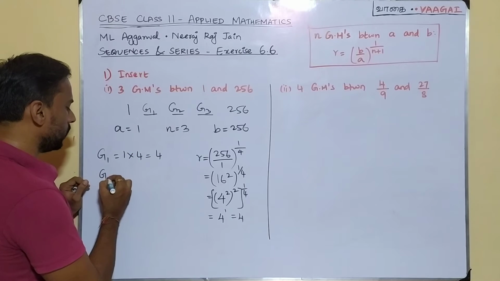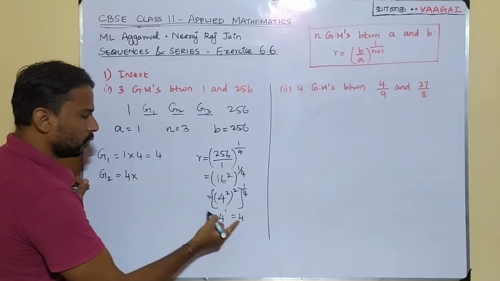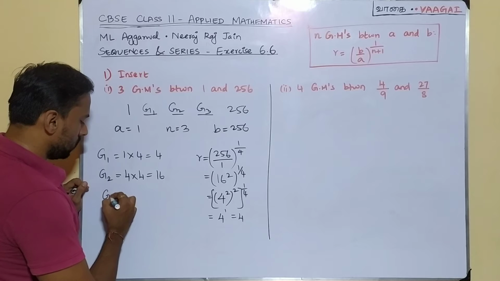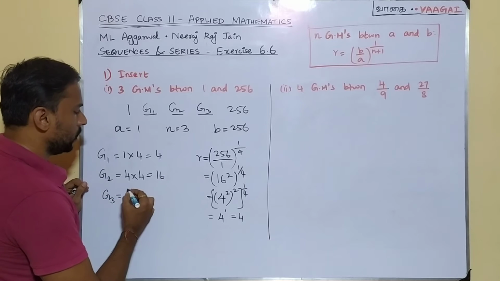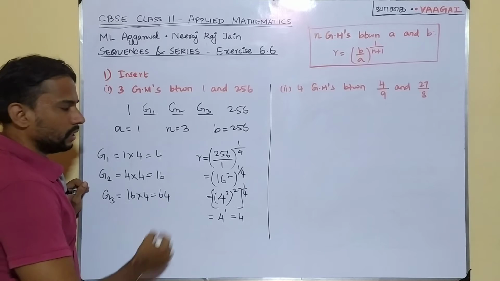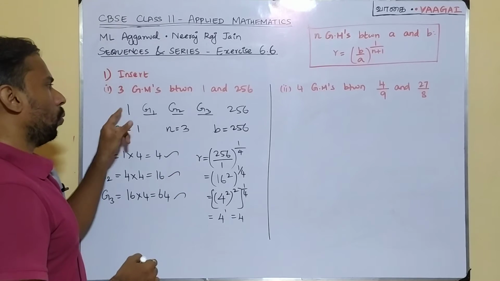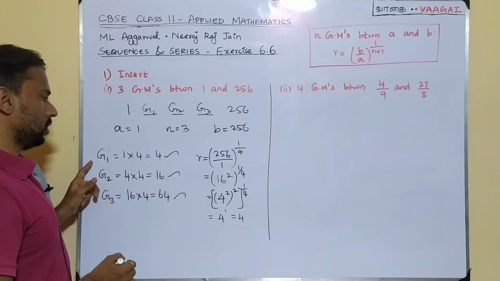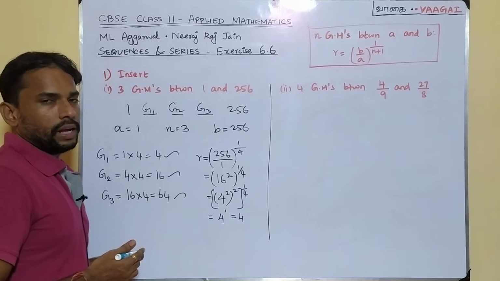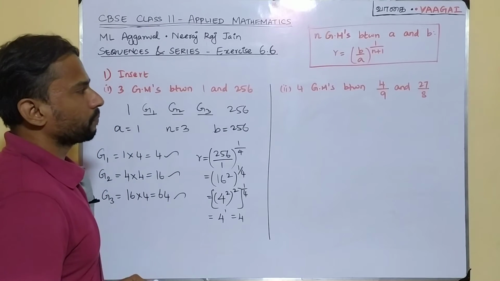And what about G2? G2 will be nothing but G1, which we already got as 4, so 4 into 4, which is going to be 16. And what about the last one, G3? G3 is going to be this G2, 16 into 4. So we'll have 64. So these are going to be the three geometric means between 1 and 256. G1 is 4, G2 is 16, G3 is 64. These are going to be the answers for your subdivision number 1. That's it.